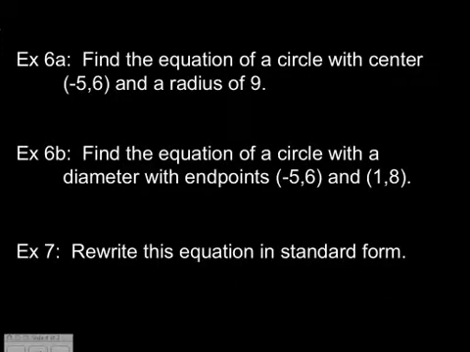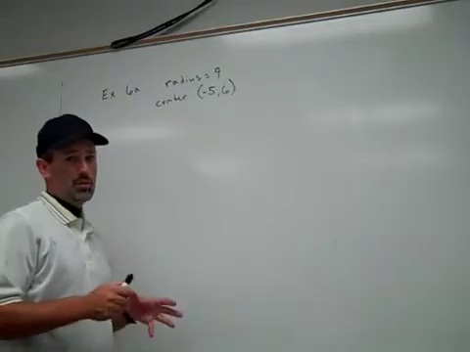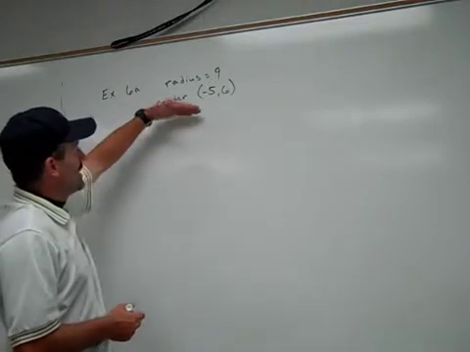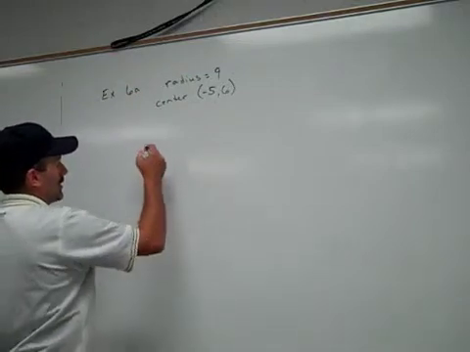As we look at example 6, we are trying to find the equation of a circle with a center of -5, 6 and a radius of 9. The first part of example 6a is very straightforward. They give us the center of the circle, they give us the radius of the circle, and they want us to write the equation out.